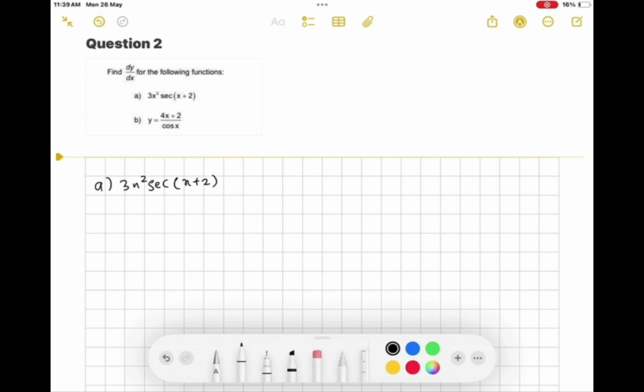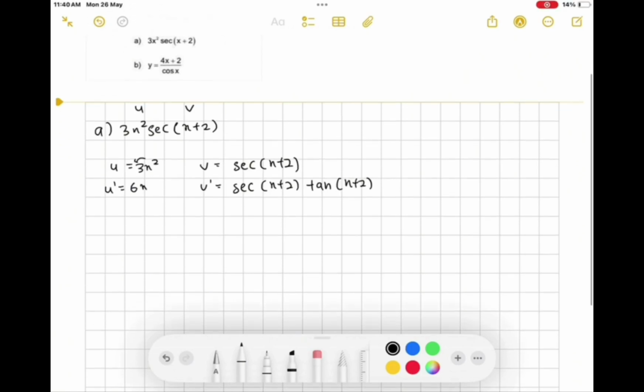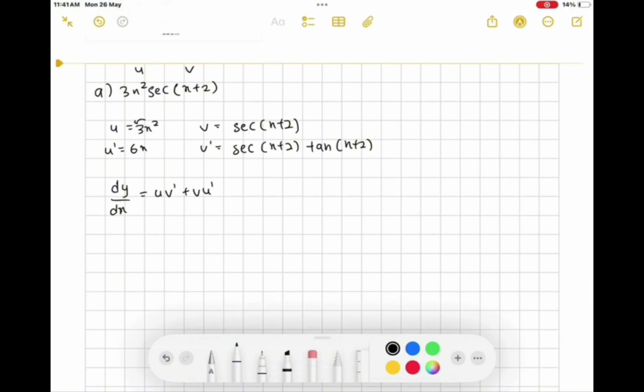Based on the equation, it is clear that the only suitable method for us to differentiate the equation is by using the product rule. Now, we must identify u and v. 3x squared is the u and sec(x plus 2) is the v. When using the product rule, we must differentiate each component. So when we differentiate u, u prime equals 6x, while v prime equals sec(x plus 2) tan(x plus 2). Now, we must insert all the components into the product rule formula. The formula is dy over dx equals uv prime plus vu prime. We must insert all the components carefully into the formula to avoid any careless mistake.